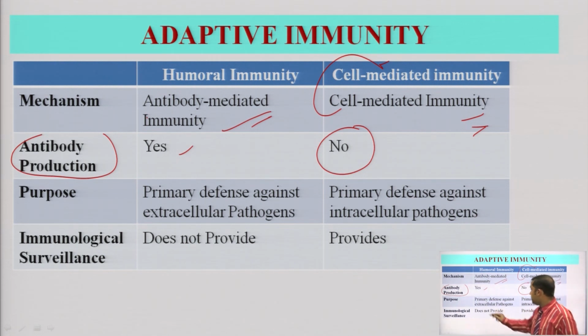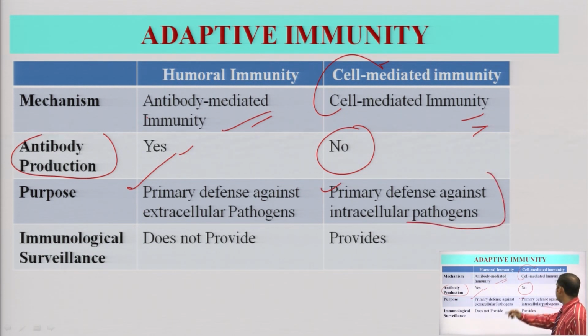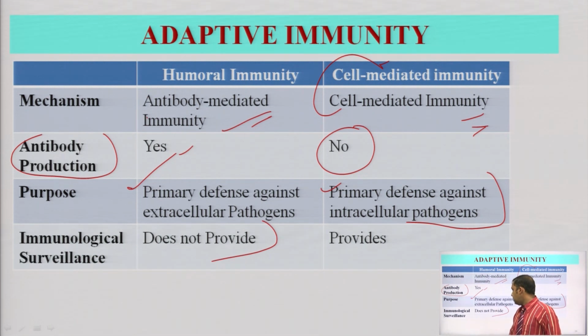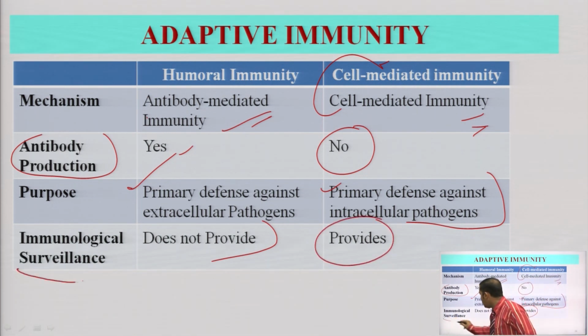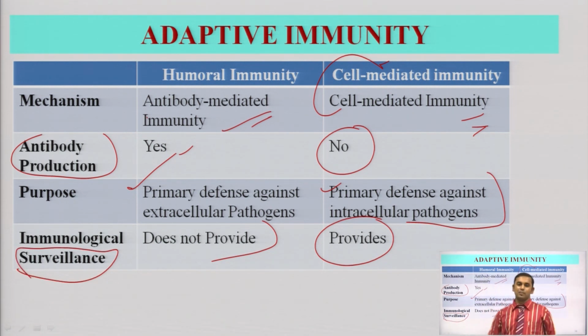What is the purpose? The purpose here is primary defense against extracellular pathogens, and here it is primary defense against intracellular pathogens. Immune surveillance: humoral immunity does not provide it, but cell mediated immunity does. Now, what is the meaning of the word surveillance? Surveillance means nigrani in Hindi.